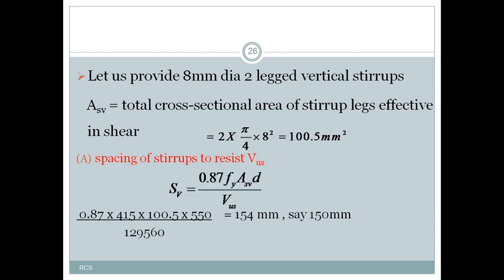Then we have to calculate the spacing of providing a vertical stirrup. Here we have three criteria, A, B, C. The minimum spacing of these 3 criteria will be provided as the spacing for the vertical stirrup. So first criteria is spacing with respect to the VUS. This can be calculated by using this formula SV equal to 0.87 Fy ASV into D by VUS. After substituting all those values, 0.87 Fy is 415, ASV is 100.5 and D is 550, and VUS we have already calculated, the shear resisting capacity of the shear reinforcement, that is 129560, we will get 154 mm, say 150 mm provided as per criteria A.